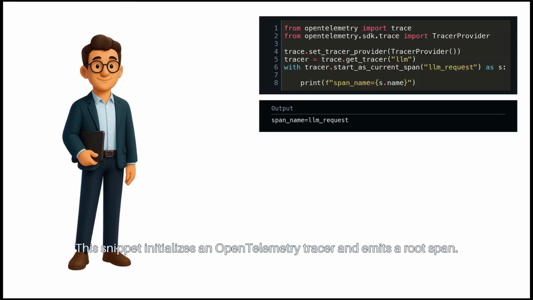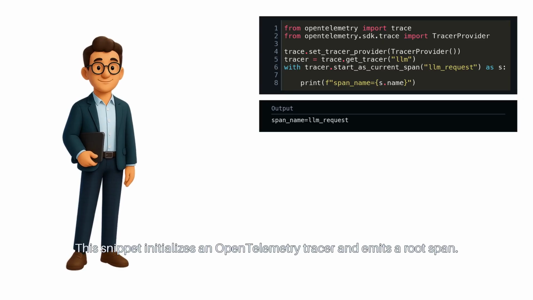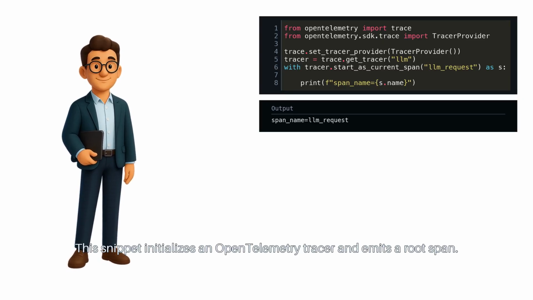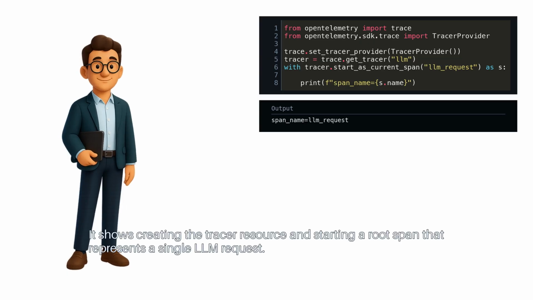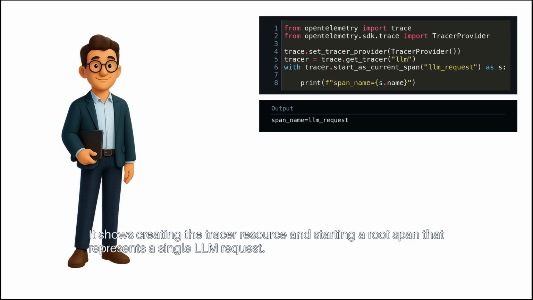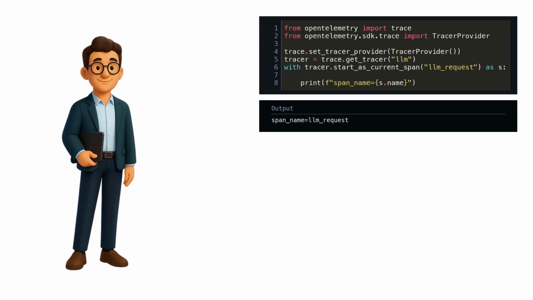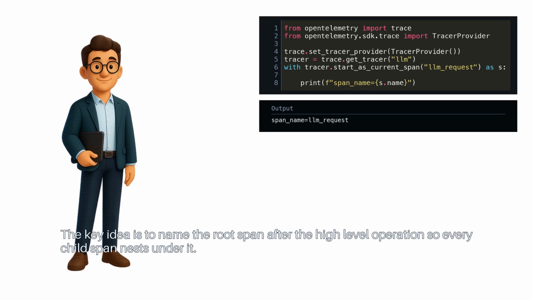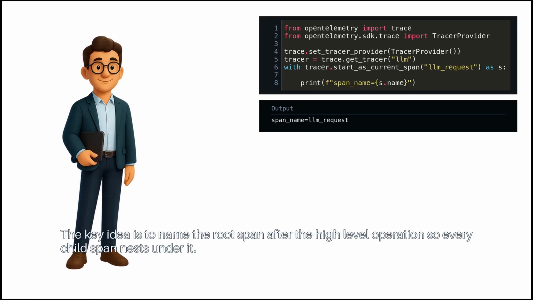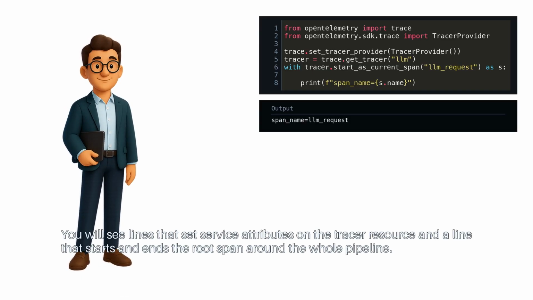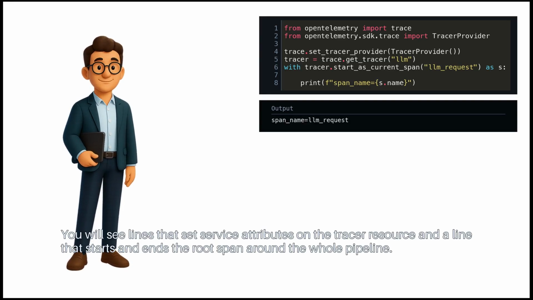This snippet initializes an OpenTelemetry tracer and emits a root span. It shows creating the tracer resource and starting a root span that represents a single LLM request. The key idea is to name the root span after the high-level operation, so every child span nests under it. You will see lines that set service attributes on the tracer resource, and a line that starts and ends the root span around the whole pipeline.